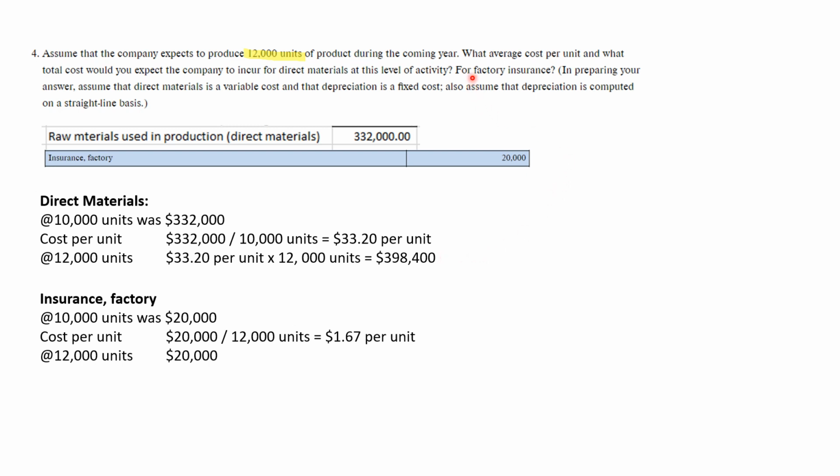So now we can look at our factory insurance. So for factory insurance, at 10,000 units, we had a cost of $20,000. So our cost per unit, I didn't actually include it here, but we can add it now. So if we look at our cost per unit before the change, we had $20,000 as our total cost, and then we had 10,000 units.